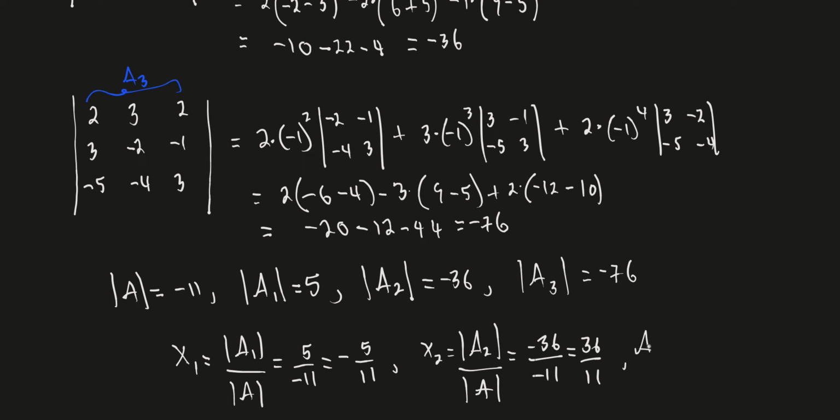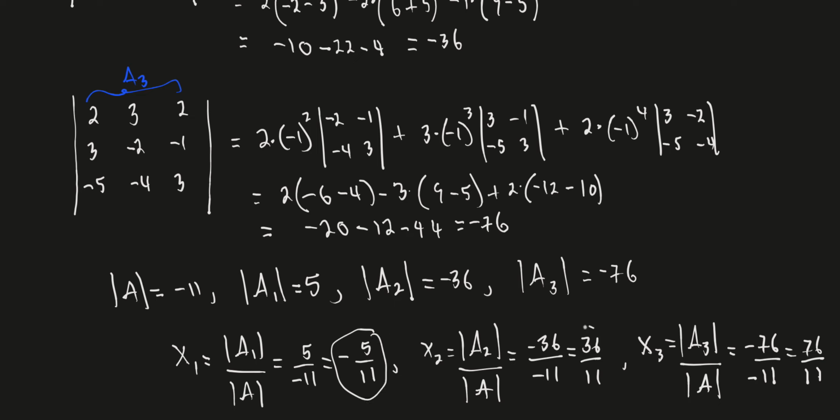And then finally, x3 is equal to the determinant of A3 divided by the determinant of A. So that's negative 76 divided by negative 11, which is a positive 76 over 11. So here is our unique solution, right?